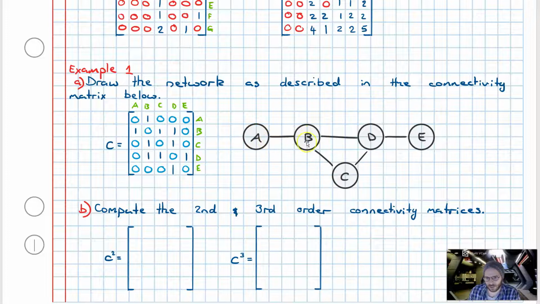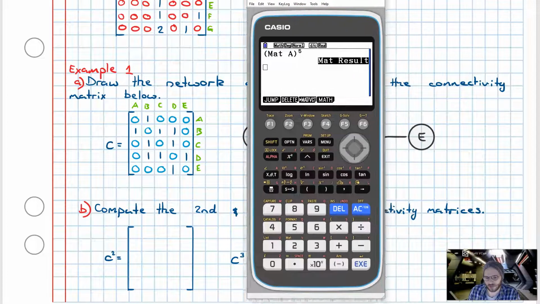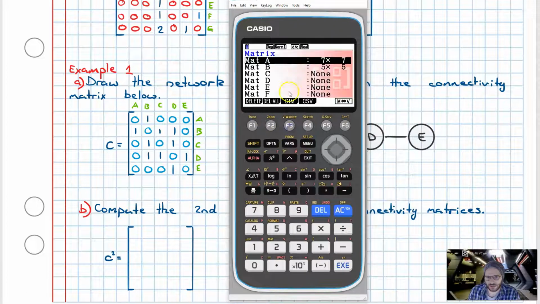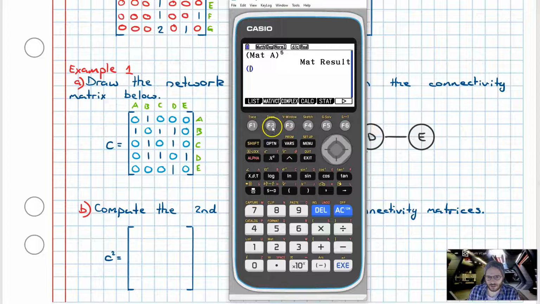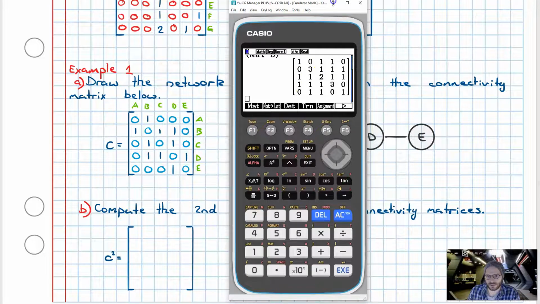or you could take the more sensible option and just use your calculator to do it. Now I've already gone ahead of time and input the matrix into my calculator as matrix B here. So all I need to do from this next step is simply calculate it in my calculator. So going from option F2 for mat, in my case it's in memory slot B, I'm going to go matrix B squared. This is going to yield me the result of the second order matrix.